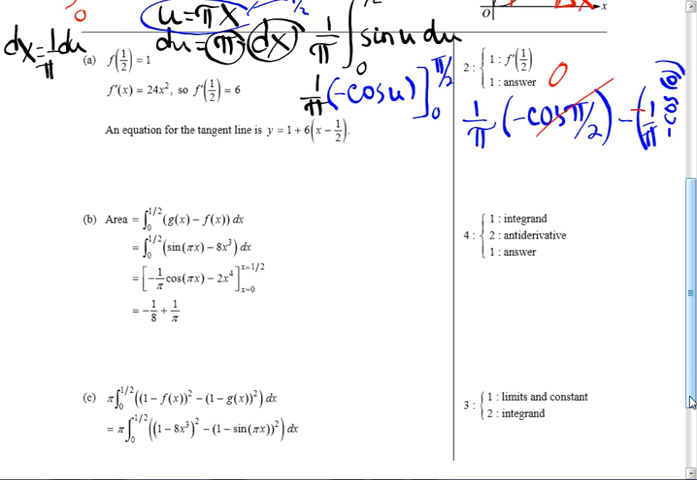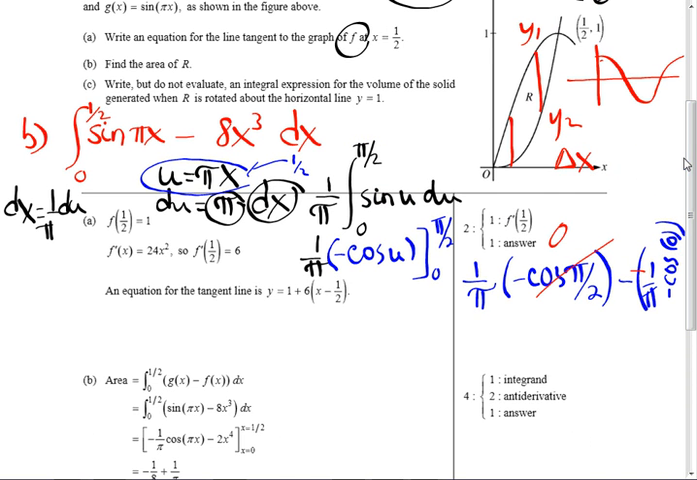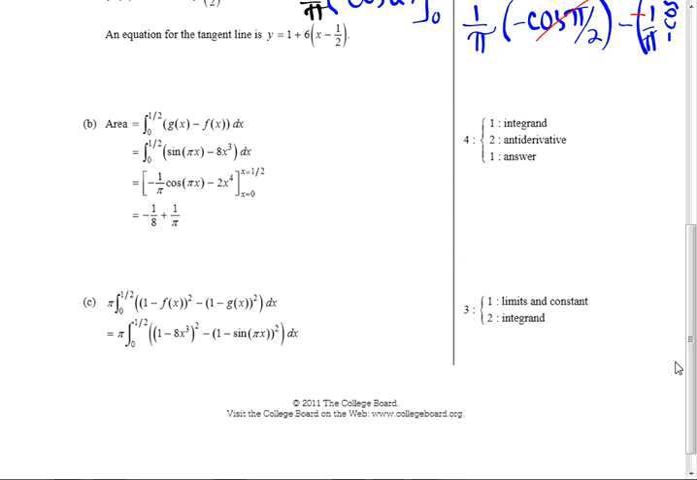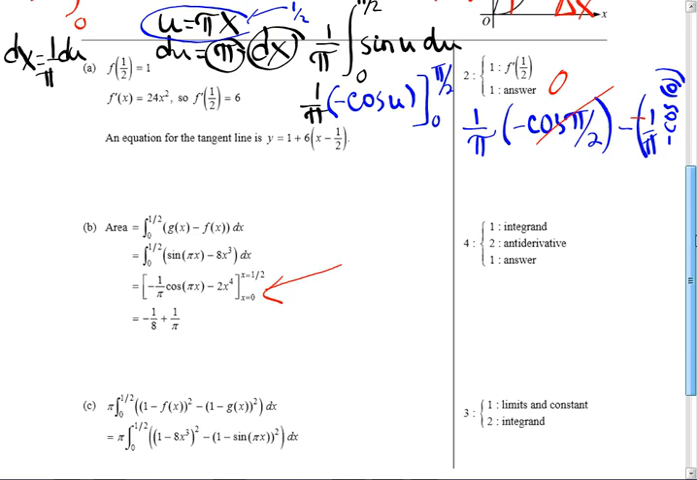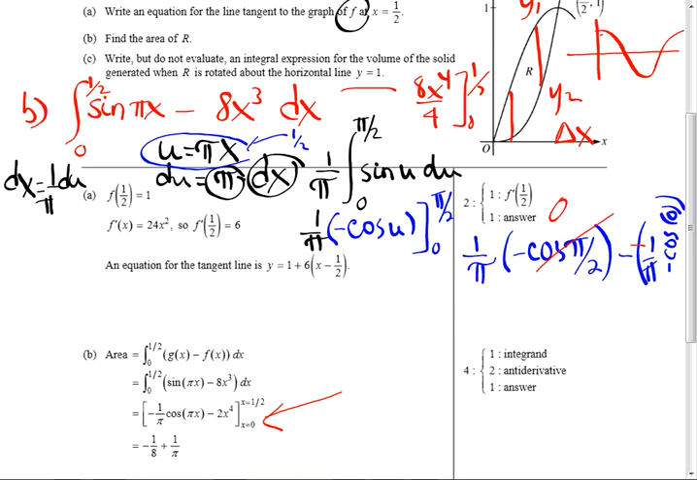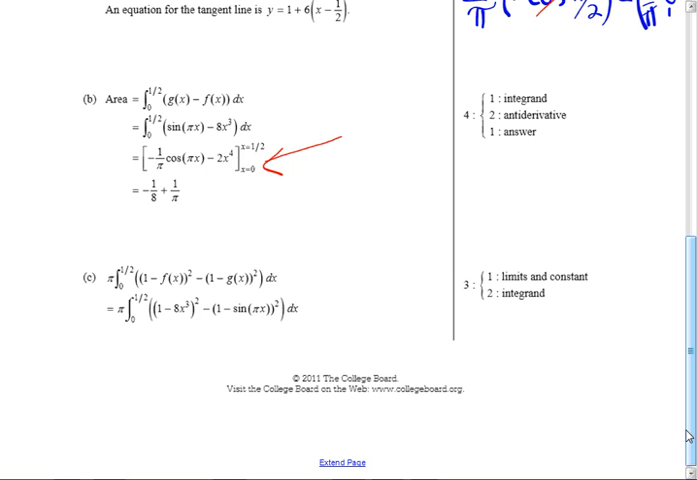I didn't finish it. I still haven't done that part. Then I have to integrate this, which will give me 8x to the 4th over 4 evaluated at 0 and 1/2. Sorry. Then we'll do this one. Those are the toughies. We'll start with that tomorrow.